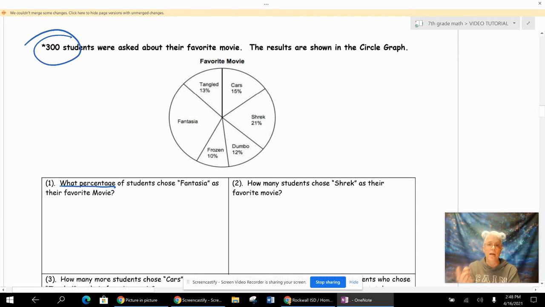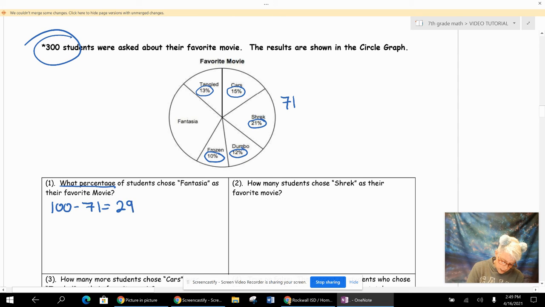Now, I don't even have to do x over 100 to figure out what percent. I know that a circle graph equals 100%. So what I'm going to do is add up all of these percents here. And when I add them all up, I get 71. I'm going to take 71 and subtract it from 100%. And I get 29. So 29% like Fantasia.